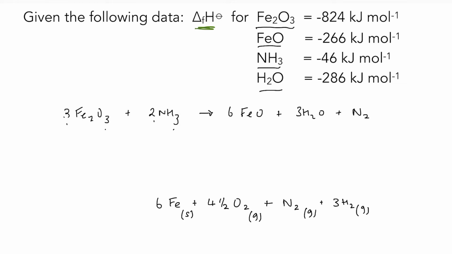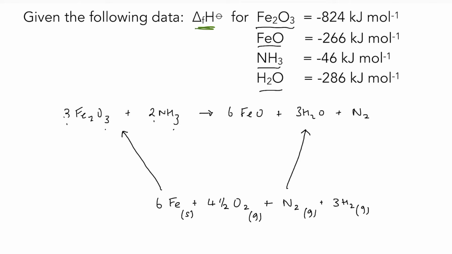Formation is the formation of 1 mole of a compound from its elements. So we're going from the elements to the compounds. The key here is that each part of the cycle makes sense and it should automatically balance.